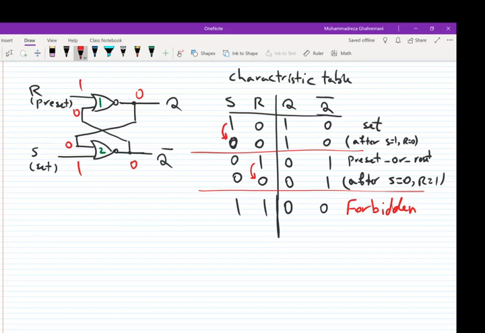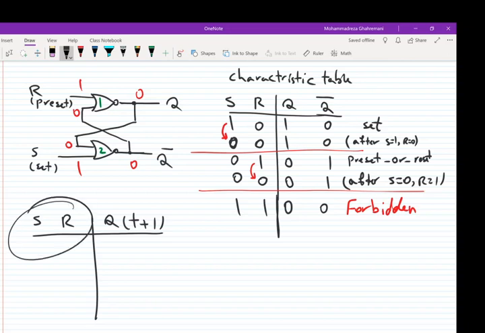In the same characteristic table, we have S and R, and we have the Q of t plus 1. What does Q of t plus 1 mean? Q of t is the current state. At any time, the value of the output of the signal is called Qt. Qt plus 1 is the next value. It's the next state. So what if we set SR to any value? What is the next output?